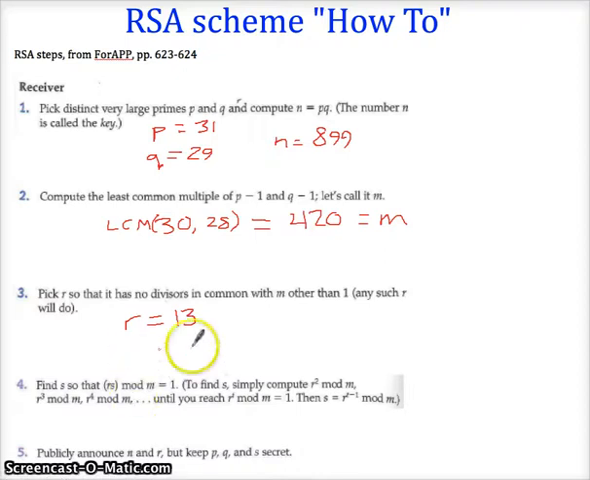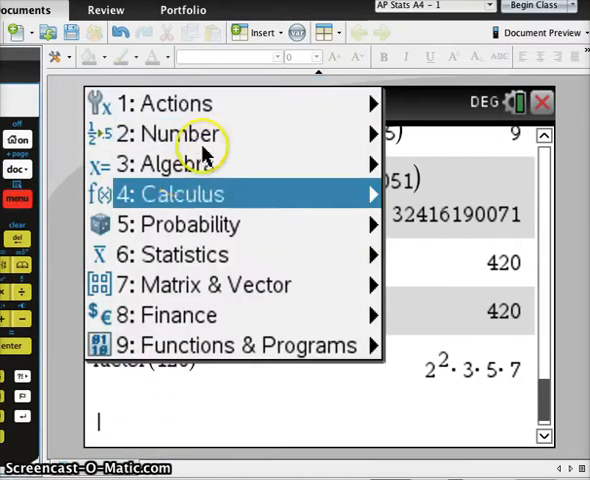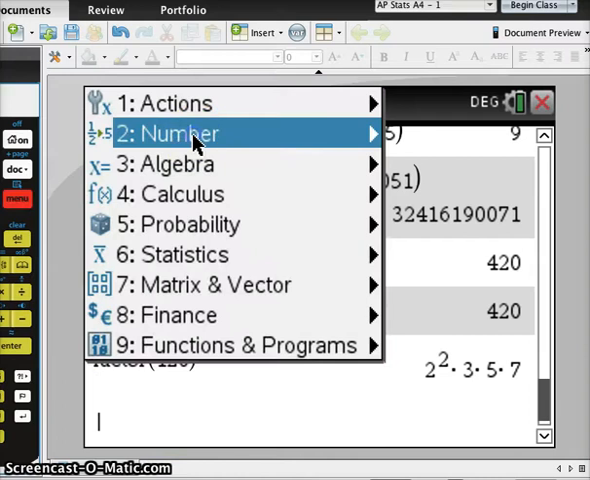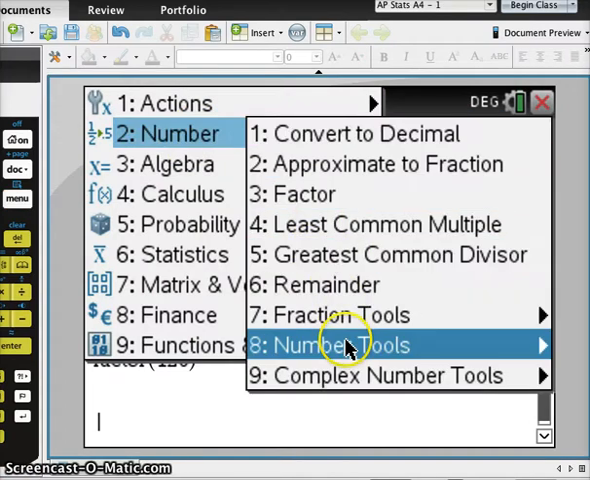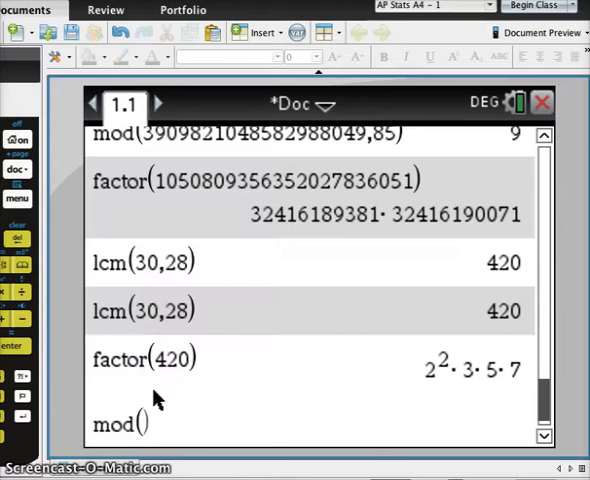Okay, so remember my R is 13. I'm looking at mod, and again, mod is easier to type, but if you want to know, it's actually in the menu somewhere, was it in number tools? Yeah, mod, that's way easier, just type the letters MOD.